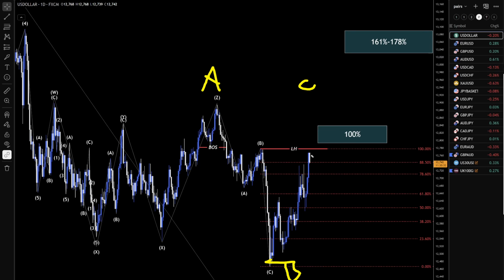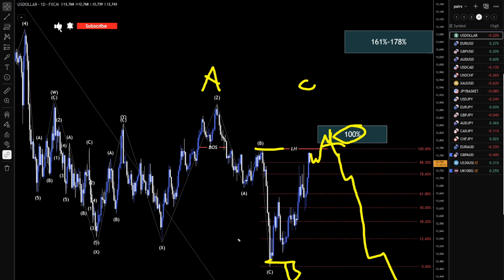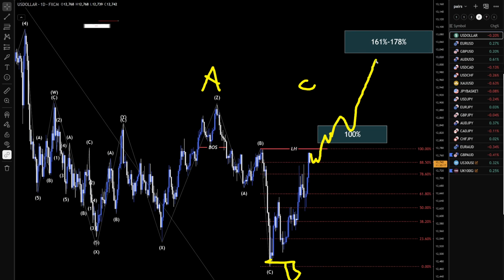If it's in a running pattern, then it potentially could break this structure, hit the 100% Fibonacci extension, then break down and start a brand new downtrend for a running ABC. I think it's potentially more likely to become an expanding ABC, especially looking at all the dollar pairs themselves. And if that's the case, then my target would be the 161, 178% Fibonacci extension. So the 100% Fibonacci extension is for the running, the 161, 178 is for the expanding.